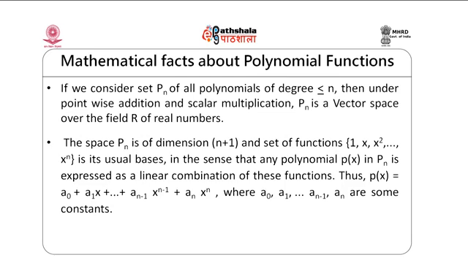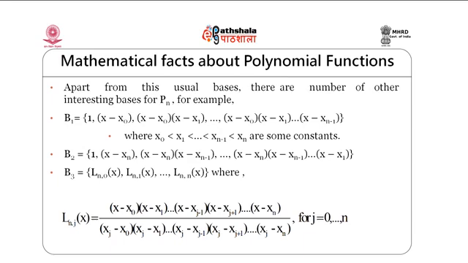Each individual is a function: 1 is the constant function 1, x is the function f of x equal to x, x square and so on. All these functions form its usual basis. So, usually we consider P n in the form of a 0 expansion, that is, with respect to this particular basis. In the sense that the polynomial p x in P n is expressed as a linear combination of these functions, and thus we get p x equal to a 0 plus a 1 x plus up to a n x raised to n, where a 0, a 1, a 2, a 3, up to a n are some real constants.